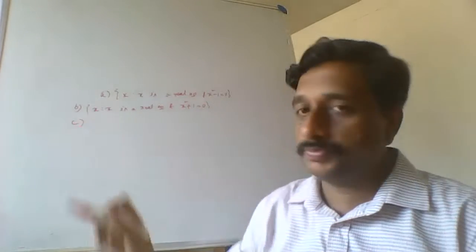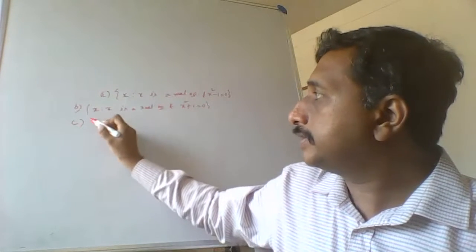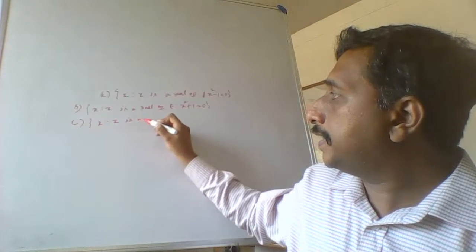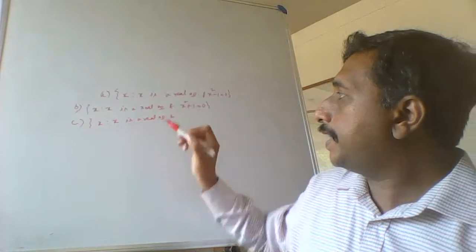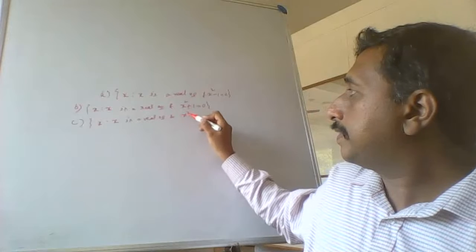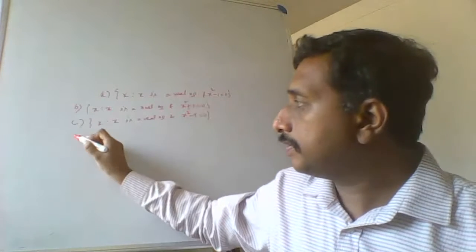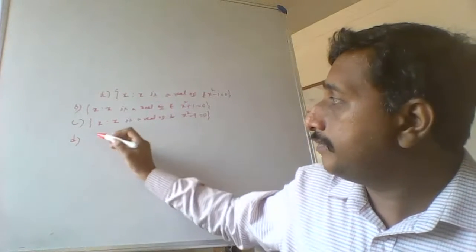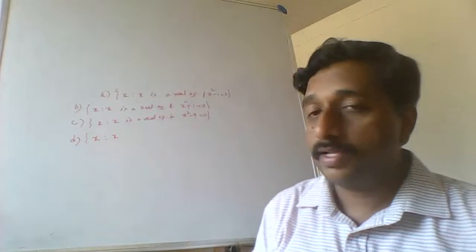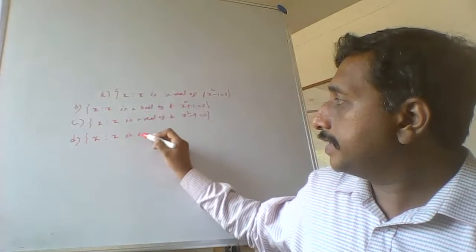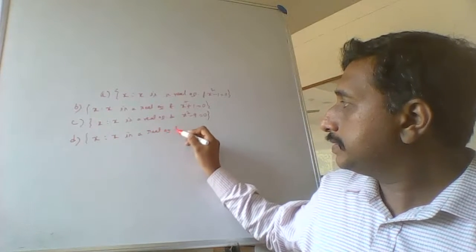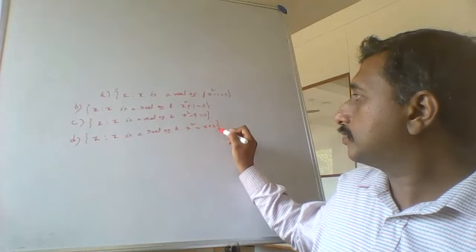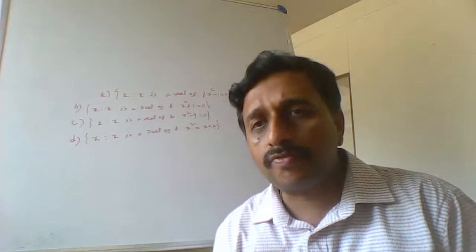I have another choice here. Let me write down another choice: x such that x is a real number and x square minus 9 is equal to 0. Let me write down another choice we have: x such that x is a real number and x square is equal to x plus 1. Now, which of the following is an empty set?